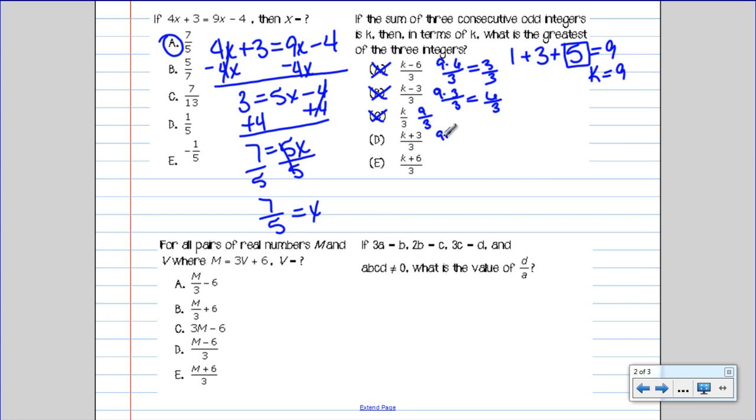D, I have 9 plus 3 divided by 3. Well, 9 plus 3 is 12 divided by 3, which is 4, not 5. And then I have 9 plus 6 divided by 3. That gives me 15 divided by 3, and if I divide that, that equals 5. So I picked 3 numbers that were consecutive odd integers. I added them up and got that they equaled 9. So my sum right here, which is supposed to be k, is 9, so k equals 9.